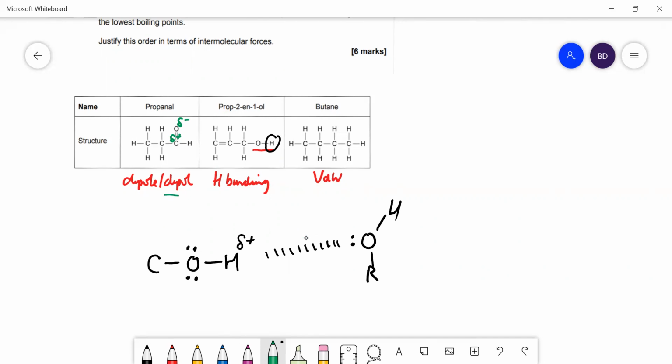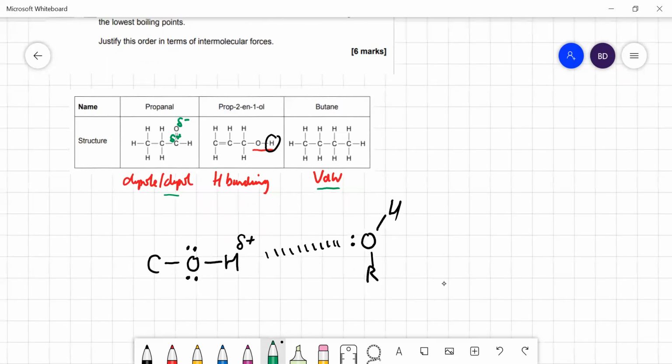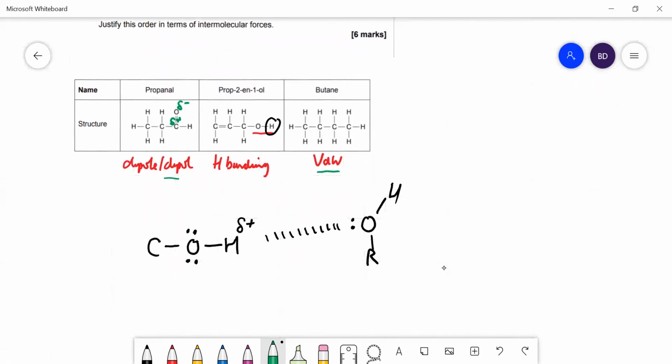Now, butane can only form van der Waals forces because it doesn't have a permanent dipole, because carbon and hydrogen have very similar electronegativity. So there's no permanent dipole, so you can only have these van der Waals forces caused by instantaneous dipoles, which then cause induced dipoles. I don't think you have to say all of that for 6 marks. Basically identifying which kind of intermolecular force for each molecule, and then a very brief description of what that kind of intermolecular force is.